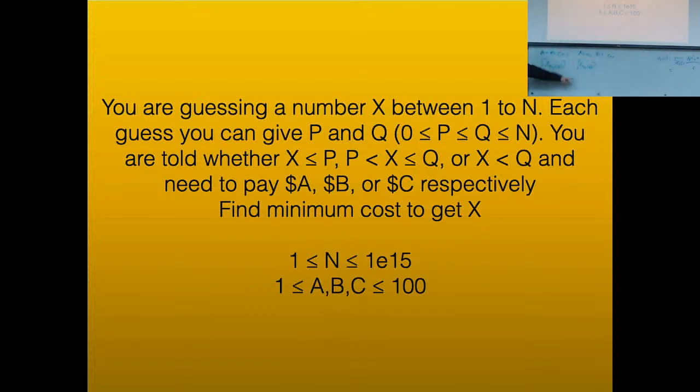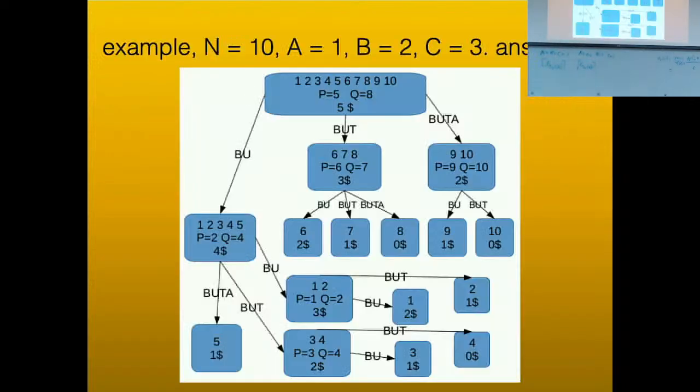Here is a more complicated example: n is 10, a is 1, b is 2, c is 3. The answer is 5. This is how you query, and these 3 cover all the possibilities. This is your strategy with p and q, and whatever happens, you will never pay more than 5. So how do you solve it?